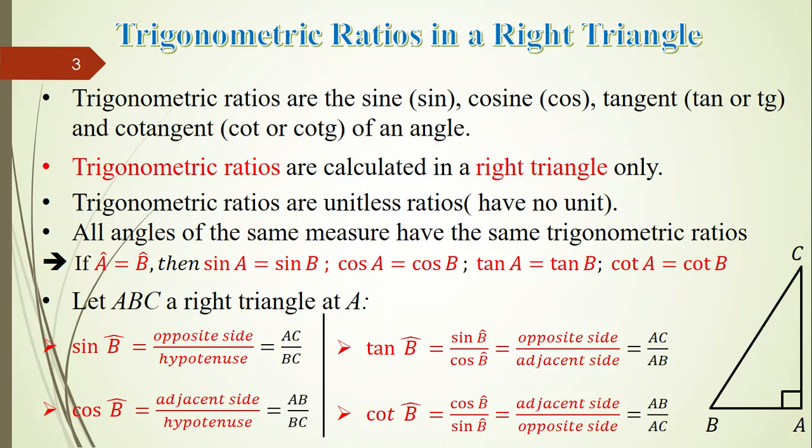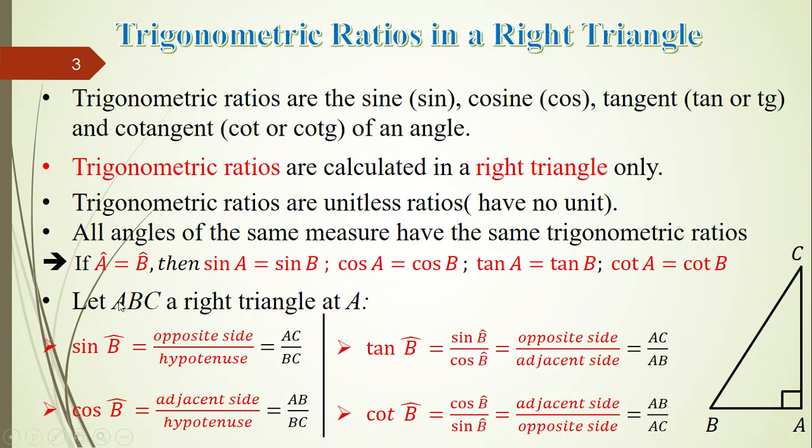Trigonometric ratios are calculated in a right triangle only. Trigonometric ratios are unitless ratios. It means that they don't have units. All angles of the same measure have the same trigonometric ratios. It means that if angle A is equal to angle B, then sine A is equal to sine B, cosine A is equal to cosine B, tangent A is equal to tangent B, and cotangent A is equal to cotangent B.